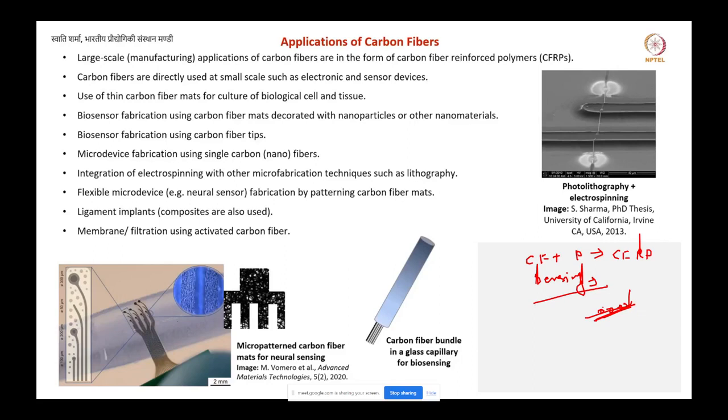And micro device fabrication using single carbon fibers, integration of electrospinning with other microfabrication techniques such as lithography. You can use lithography in order to fabricate microstructures. And flexible micro devices such as neural sensor fabrication by patterning carbon fiber mats, you can also do. Here you can see for the neural sensing, it senses the brain activity.